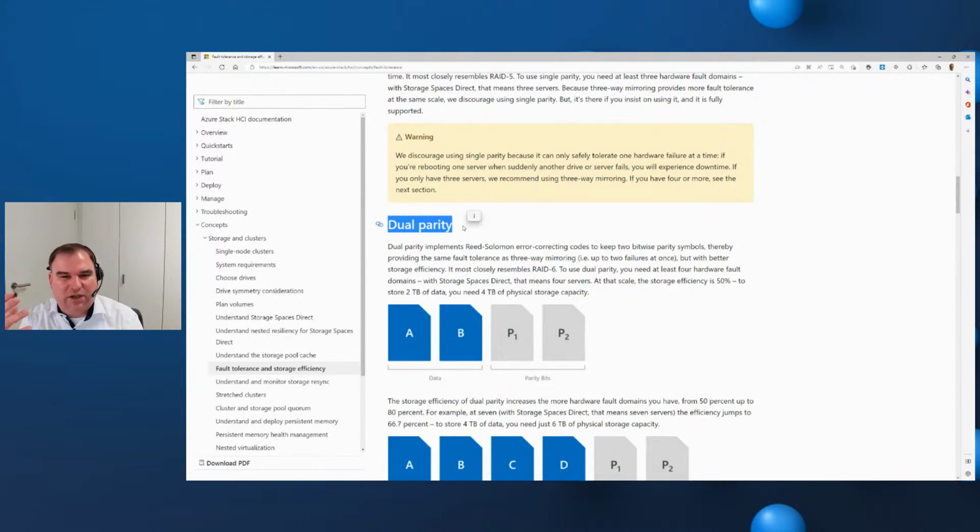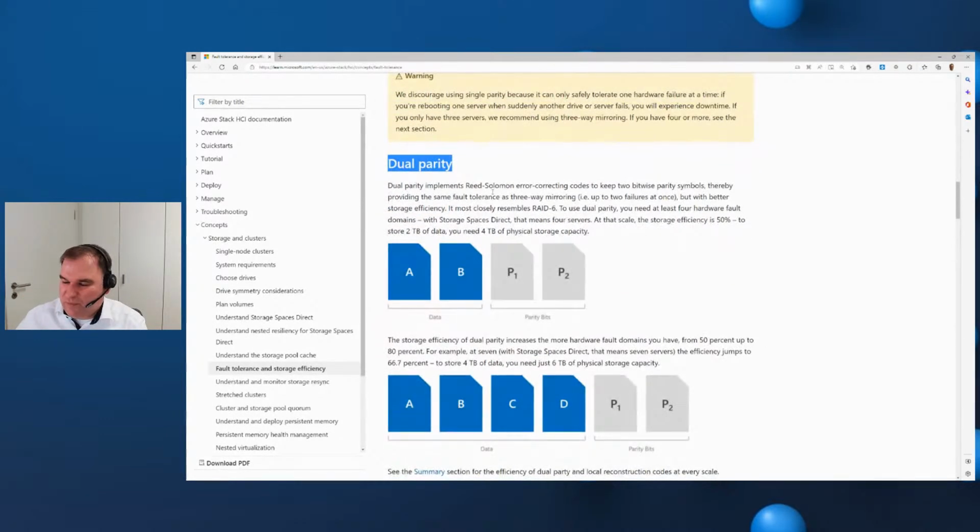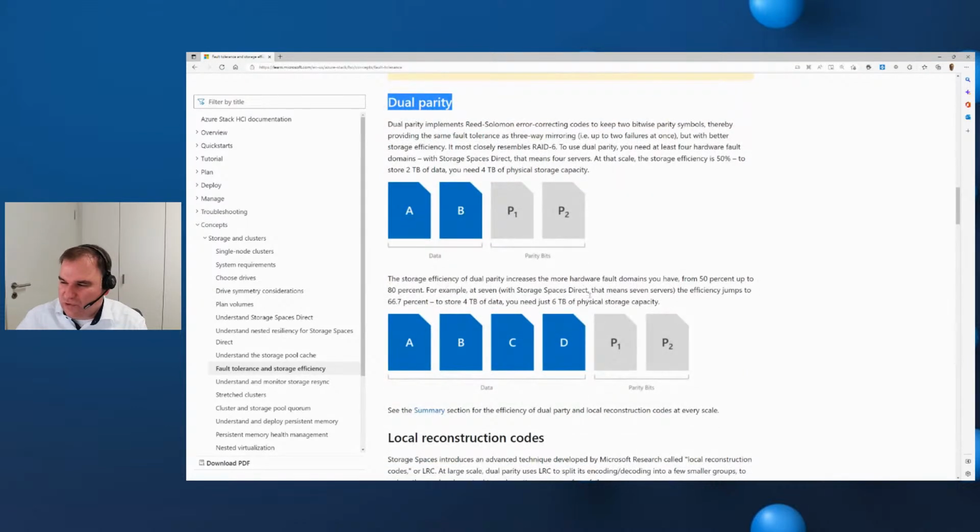So a single parity would be configurable from the theory, but it's not supported in the field. Dual parity means we have the original data and we have 2 parity bits. For sure, the parity is more efficient with more drives, more servers, and more data we have. But the parity has to be calculated, so there must be some resource that calculates the parity. This is provided by the CPU.